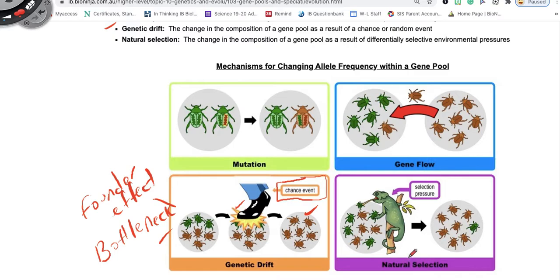And finally, the mechanism of change that Charles Darwin understood is natural selection. Natural selection happens by some type of environmental pressure. It might be a predator here that favors a particular organism, maybe because it's not camouflaged enough. Then that particular selection pressure from this predator drives a change in allele frequency, right? Here we see that the allele frequency of the green beetle has decreased.